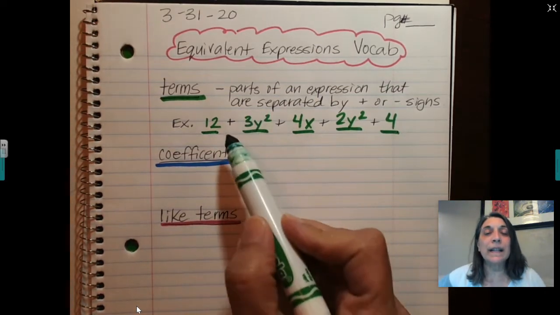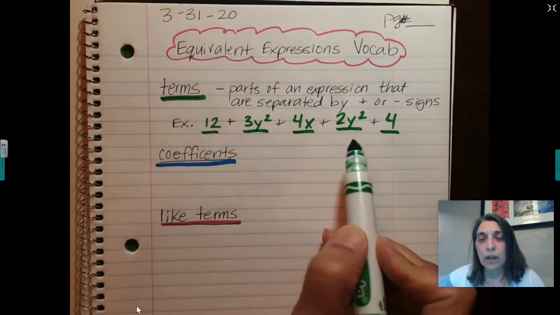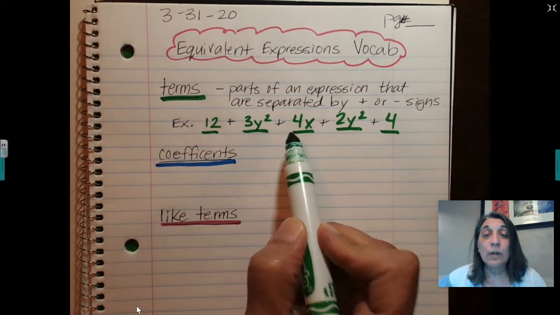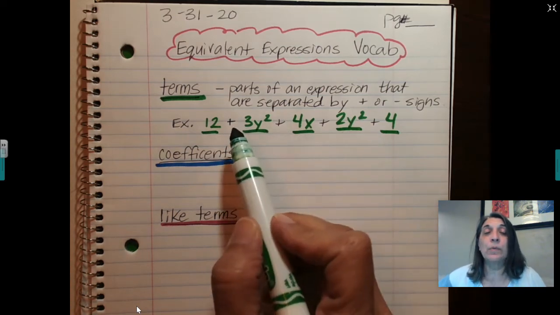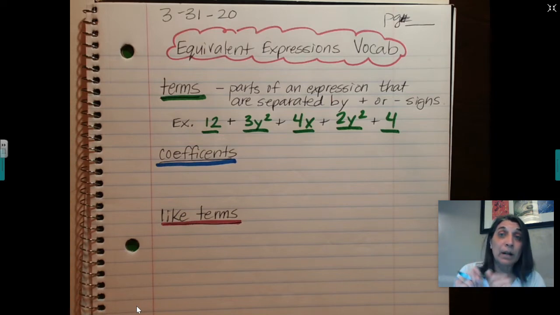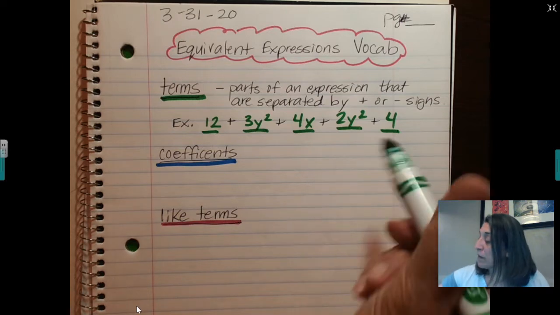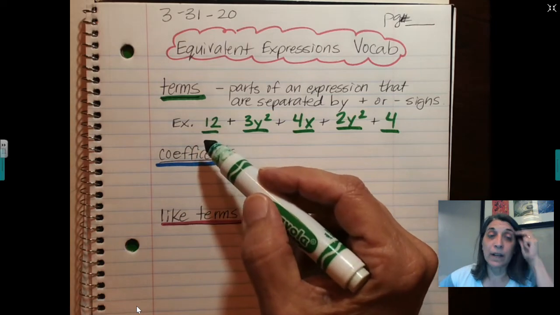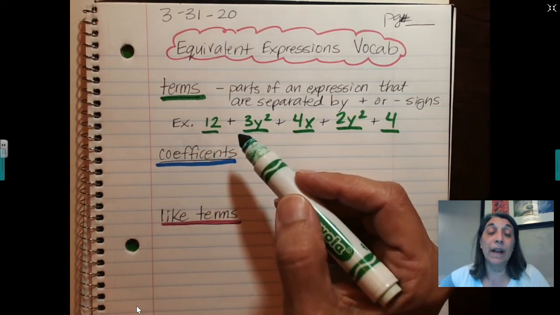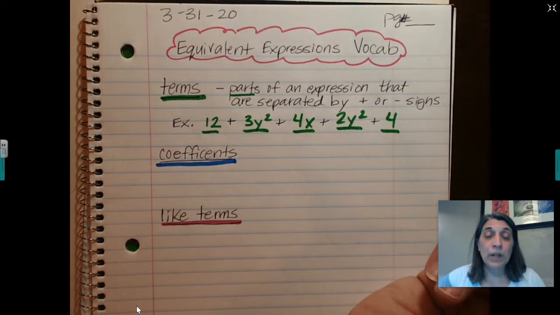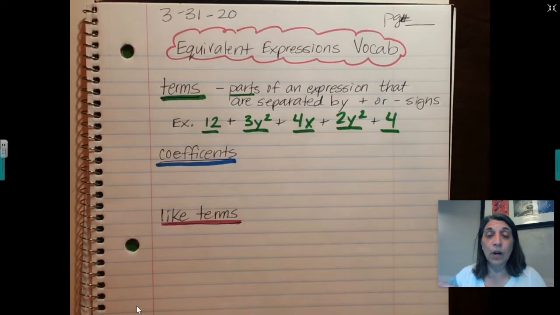So the terms are basically each part of this big, long expression, and the terms are separated by an addition sign. It could be a subtraction sign, but that is what a term is. A term's not just a number. It's not just a variable. It can be a number, it can be just a variable, or it can be a combination of a number and a variable. So it can be 4 all by itself, or it could be 4x. It could be 12 by itself, or 12x, or just an x by itself. But it's just parts of the expression, and they're separated. Okay, so those are terms.